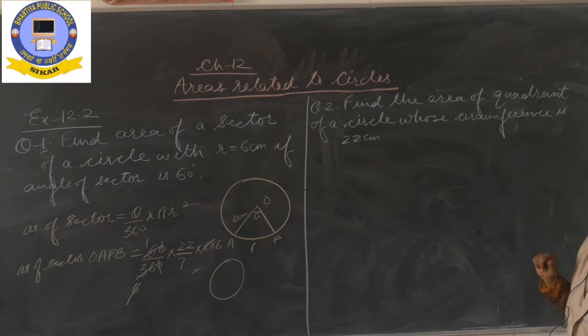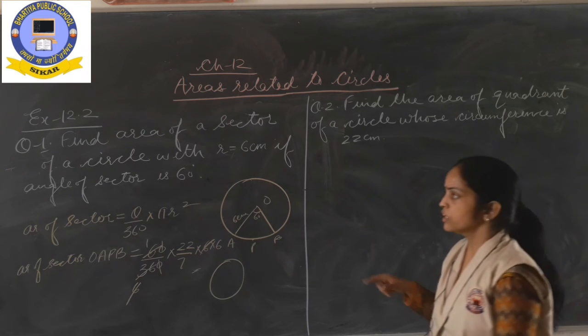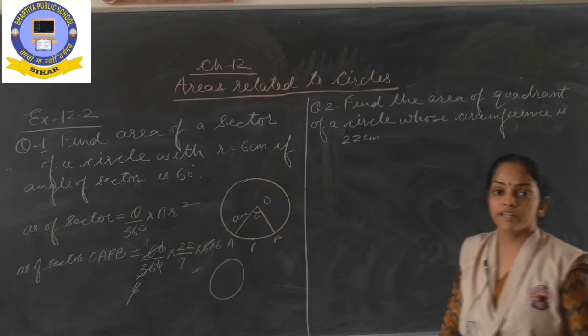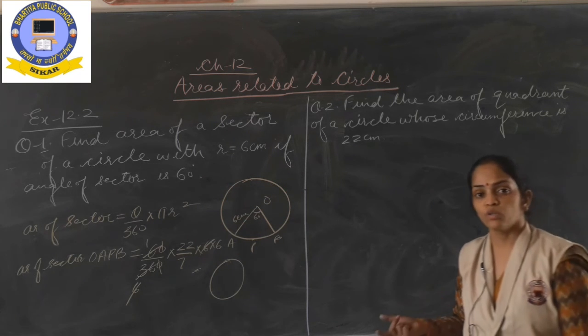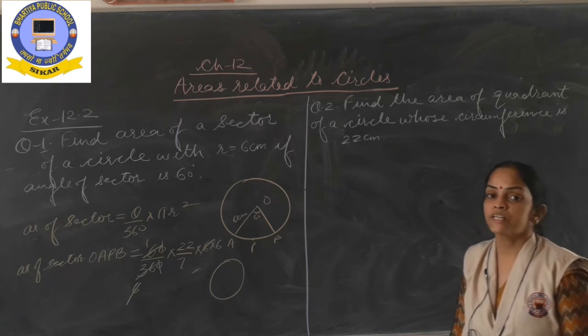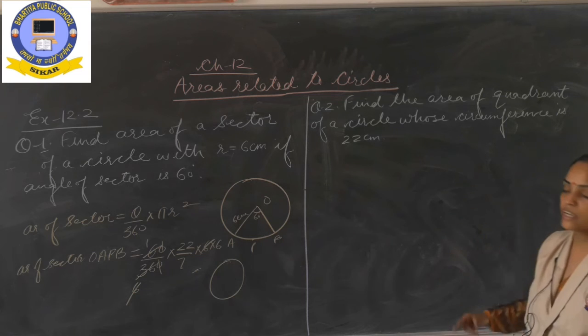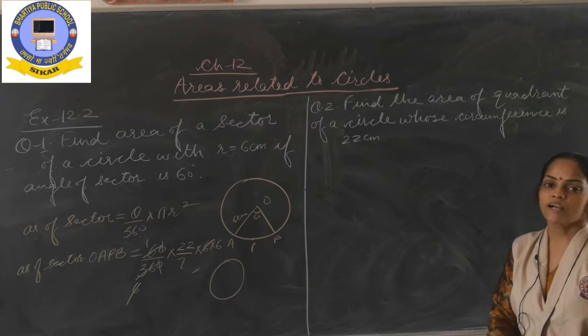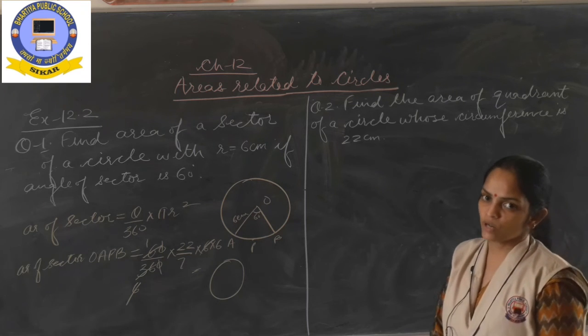Now see, in this question radius is not given. If you are thinking angle is also not given, there the word quadrant is given. Quadrant means 1/4 part of the whole. That means the central angle automatically becomes 90 degree. But there is no need of central angle because we know that area of quadrant is 1/4 of pi r square. Take 1/4 of the area of the whole circle, that will be the area of quadrant.